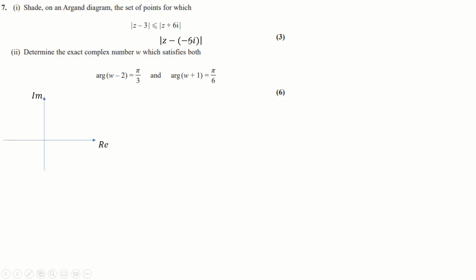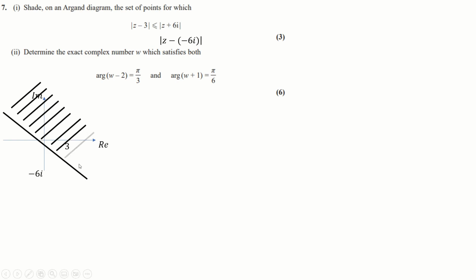So okay, we put 3 there, we put minus 6i there, and then it's just a perpendicular bisector. That drawing, according to the mark scheme, just gets full marks. You don't need to do anything else, or of course shade the region that's closer to 3, I guess. And then determine the exact number for which this is true.